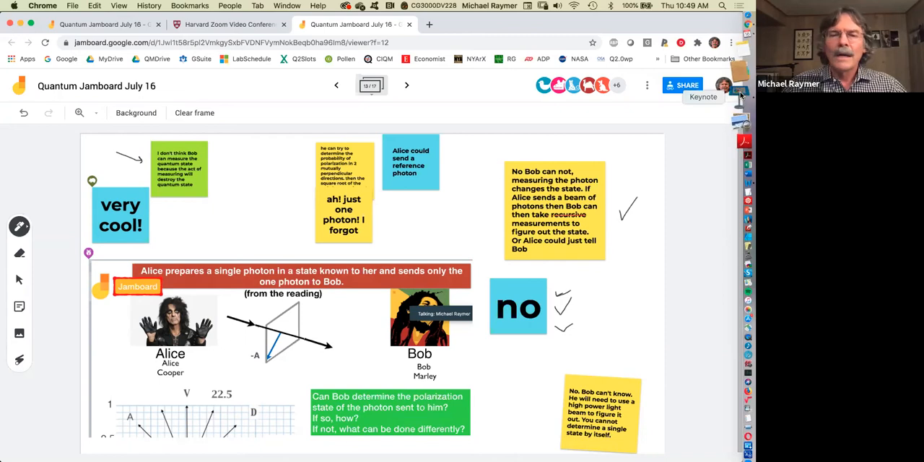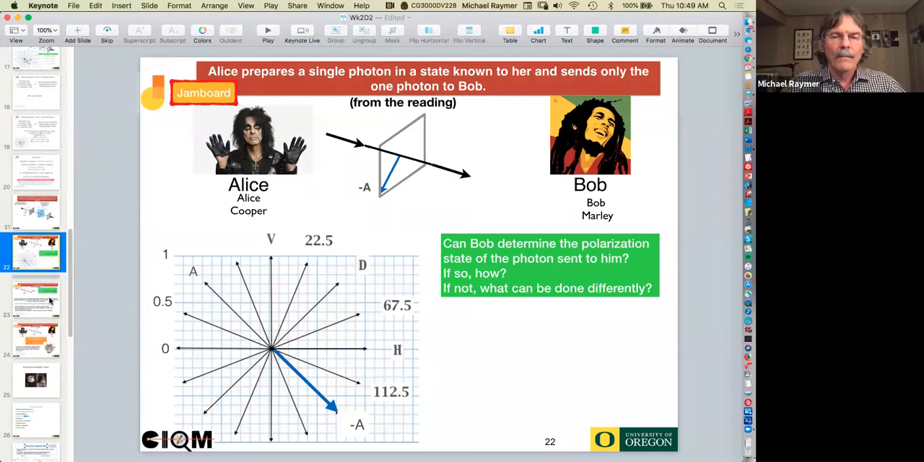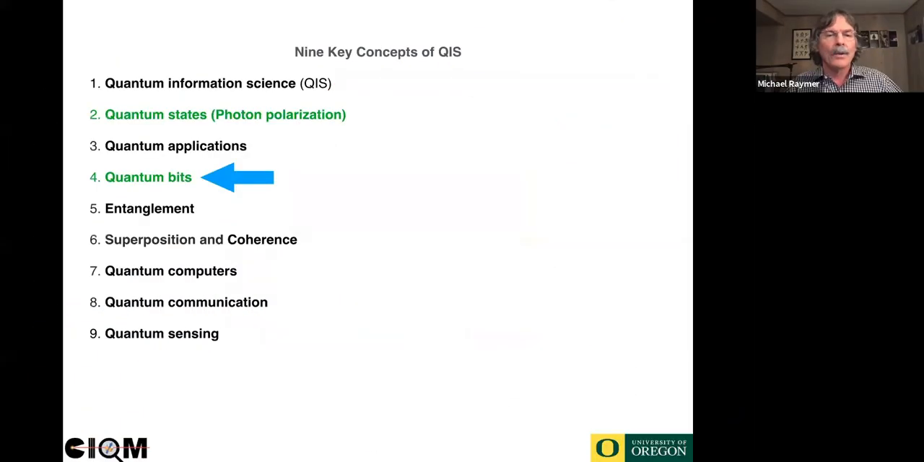So let's go back to my slides there. And right, this just now summarizes what we just said. So now we're going to talk about the concept of quantum bits. Photon polarization is a very nice example of a quantum bit, but it's not the only important example.